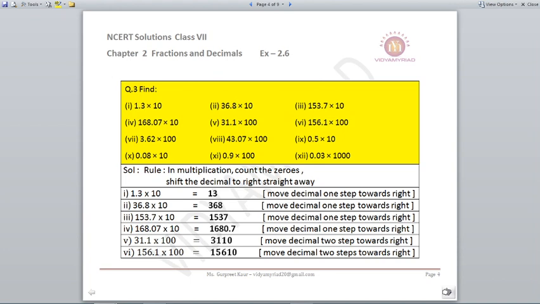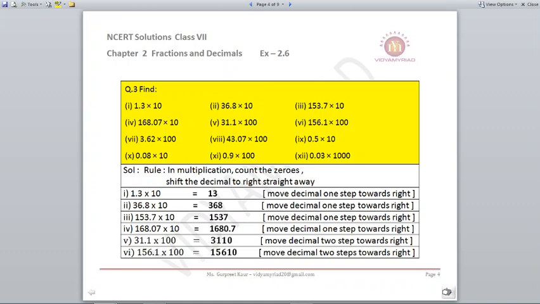Question number 3. Now here, if you see, all are multiplied with tens or hundreds or thousands. Now the trick over here is, in the case of multiplication with tens or hundreds, just see how many zeros are there which you are multiplying. If 1 zero is there, then move one step ahead. If 2 zeros are there, then move 2 steps towards your right.